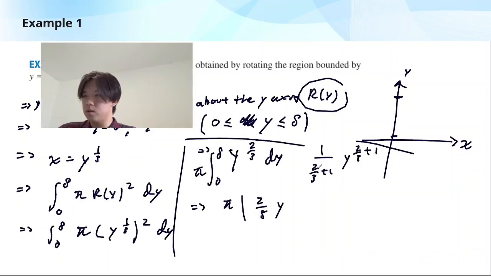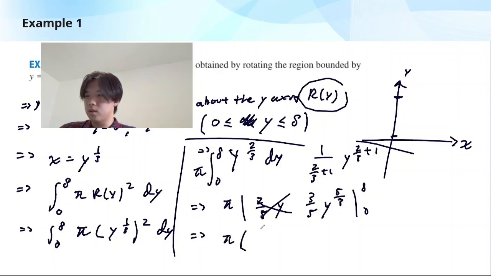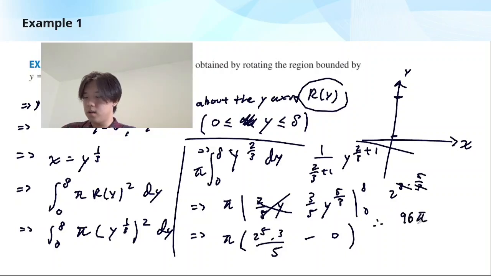Using the integration rule, 2 over 3 plus 1 gives 5 over 3, so this will be 3 over 5 y to the power 5 over 3, evaluated from 0 to 8. The 0 term will be all 0, and 8 is 2 to the power 3. So that's 2 to the power 5 times 3 over 5, which results in 96 pi over 5.